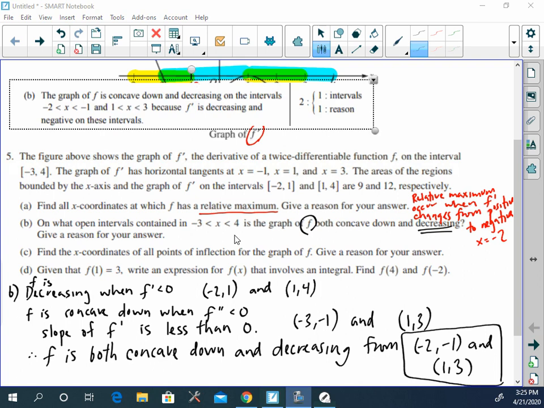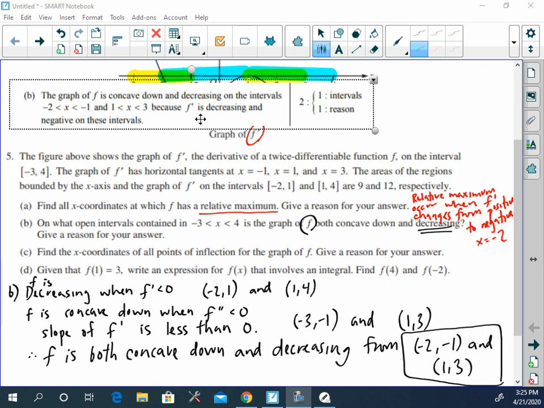Then glancing at my answers here, I pulled them over. The graph of f is concave down and decreasing from -2 to -1 and 1 to 3 because f prime is decreasing and negative. So they went with wording this a little bit differently. They said f prime is decreasing, which is us saying f double prime is less than 0, or the slope of f prime is less than 0. That's the same as saying this, so you could word it that way.